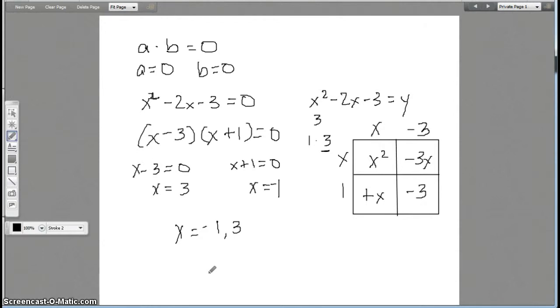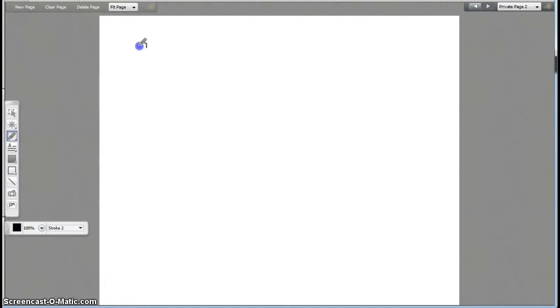The first thing you have to do to solve an equation by factoring is write it in standard form. Now, writing it in standard form means that you've got to write it in ax squared plus bx plus c equals 0. So the right side of the equation needs to be 0, and on the left side you need to have everything written in descending powers.